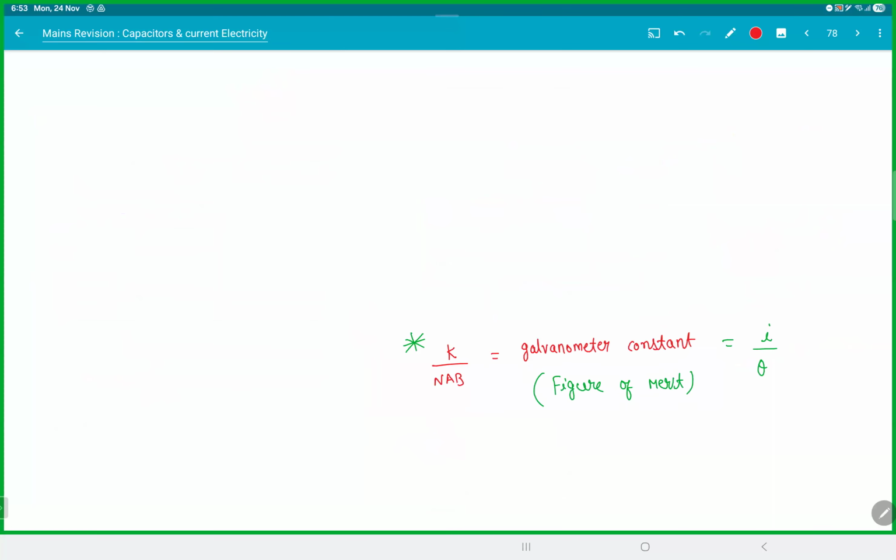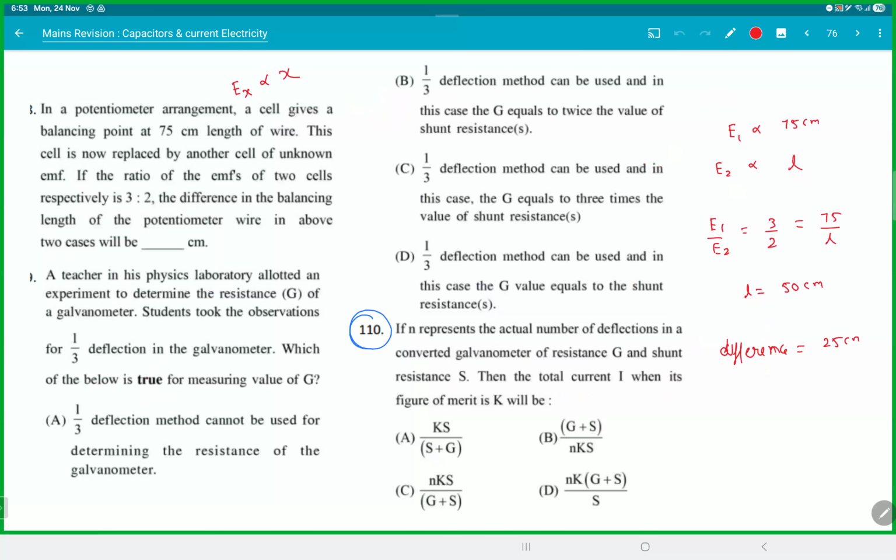So what he is giving you, right? He's asking you to find capital I. So what is capital I? Capital I is Ig into 1 plus resistance of the galvanometer, which is G by shunt resistance. Figure of merit is I by theta. So basically it is current per unit division, which is figure of merit is what? K.